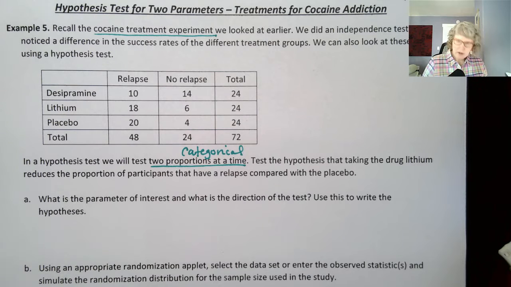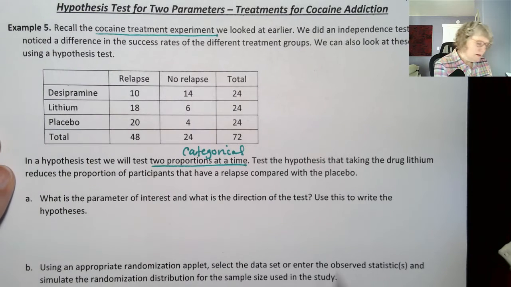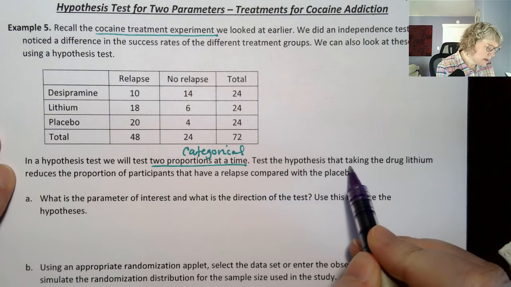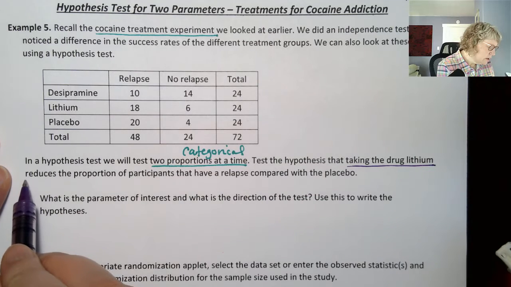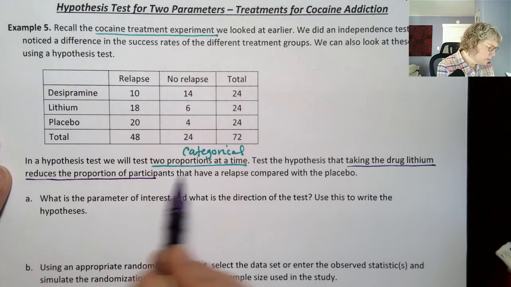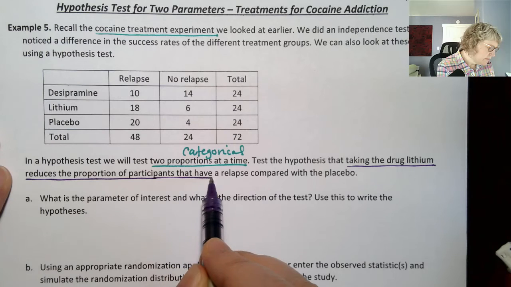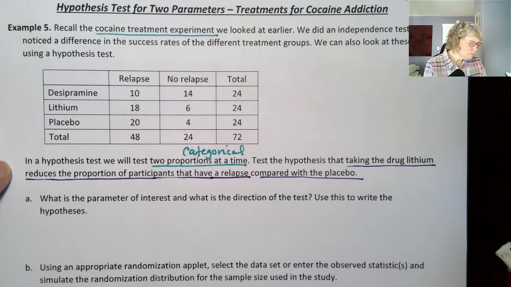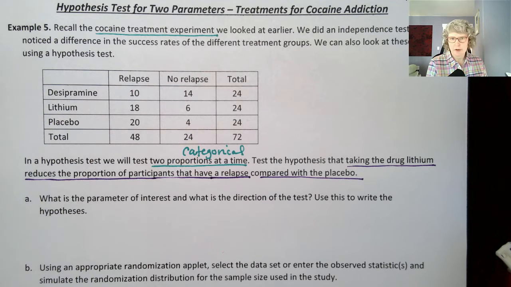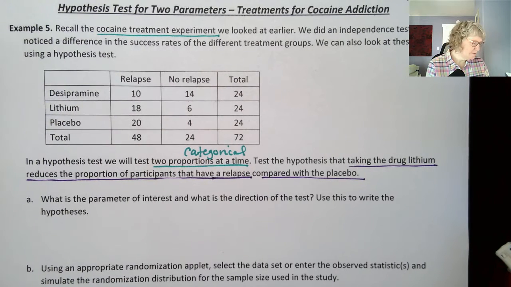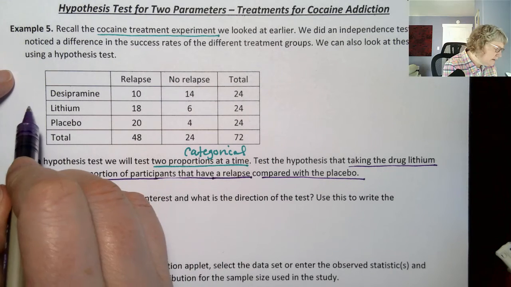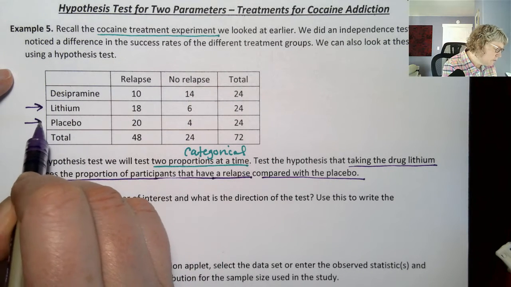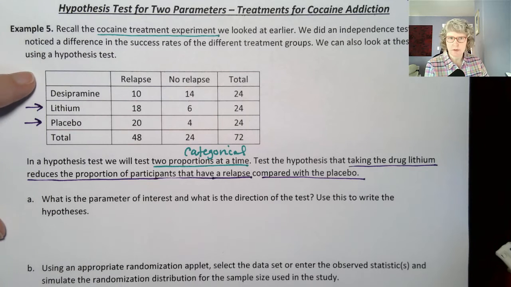Okay, so what are we going to test specifically? Because there's a few different things we could test. This says test the hypothesis that taking the drug lithium reduces the proportion of participants that have a relapse compared with placebo. Okay, so we're going to just compare two things at a time for right now. That's enough. We're going to compare the lithium and placebo groups. We're not going to use desipramine at all right now, but that's another test, and you can do that one.